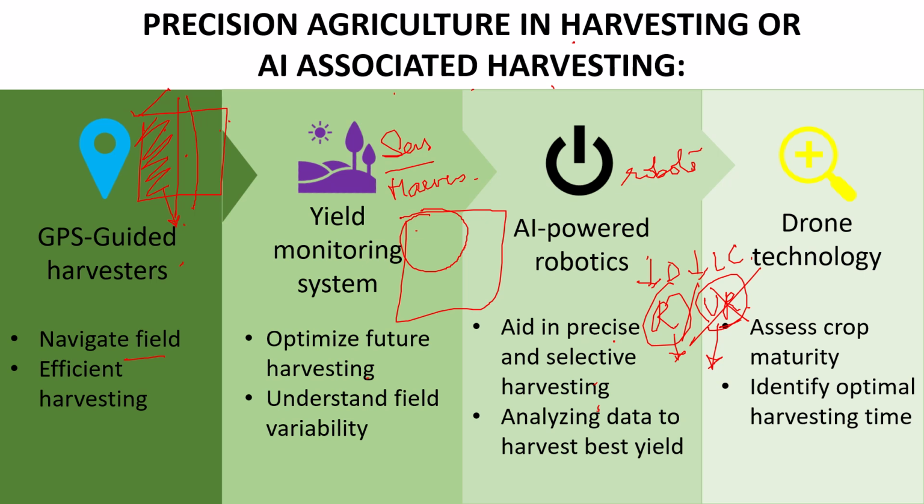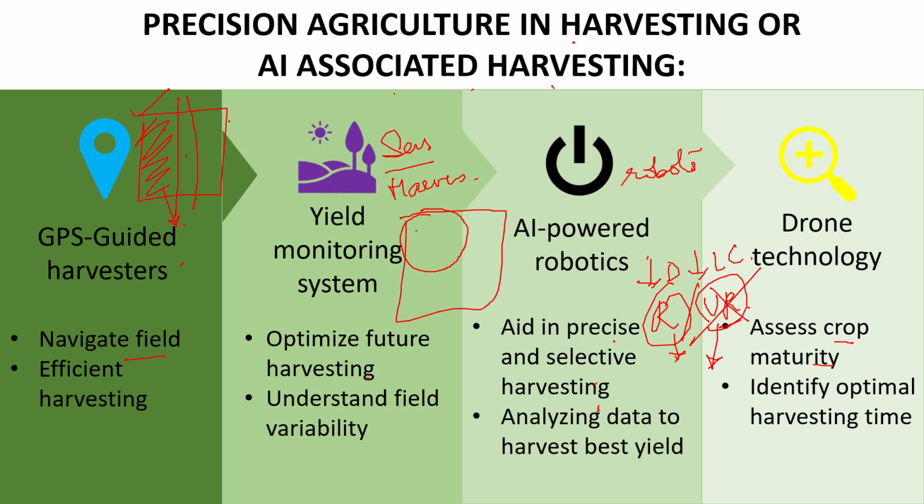Next is drone technology. As we all know how much we are using drones nowadays in daily life. So just imagine how much they are used in harvesting. How can they use it? They can assess the crop maturity, as I just told, whether it is ripened or not. The cameras and sensors installed can assess crop maturity and identify the optimal harvesting time. And they also create maps of yield variability, informing harvesting strategies. So this technology is used in harvesting.